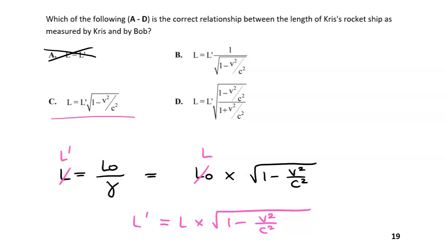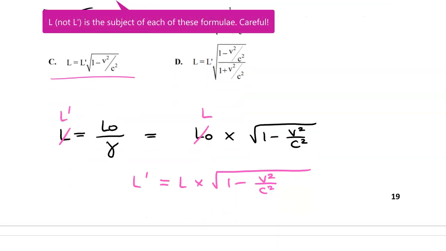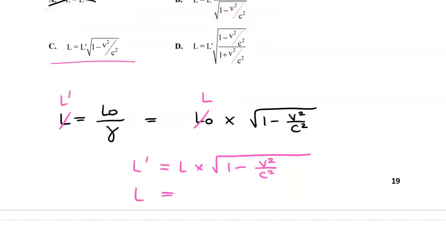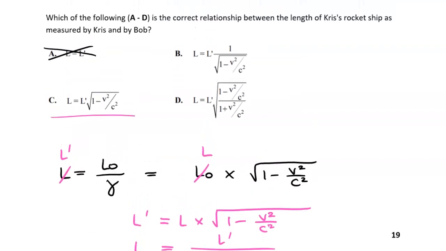Not currently. At the moment, you might think that that's our answer, but we very carefully determined which was L and which was L dash. They've got all of the formulae in terms of L. So if we were to rewrite this in terms of L, we would need to divide both sides by this surd that we've got here. That would be L dash on the square root of 1 minus v squared over c squared. I reckon if I weren't really careful there, I might have chosen C as my answer, and I'd love to see some data on that.